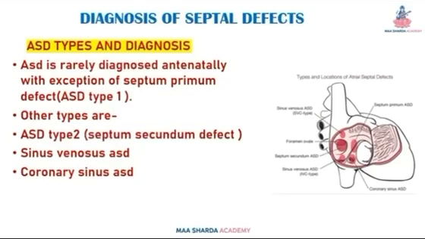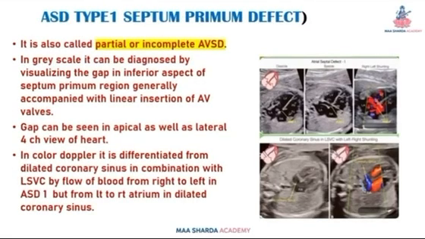Now the diagnosis of septal defects. First, atrial septal defect, their types and diagnosis. ASD is rarely diagnosed antenatally with the exception of septum primum defect, that is ASD type 1. Other types are ASD type 2, sinus venosus ASD, and coronary sinus ASD. ASD type 1 is also called partial or incomplete AVSD.